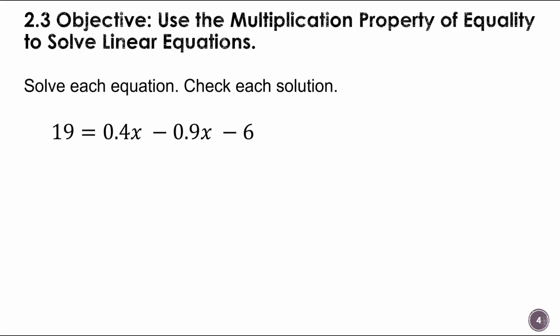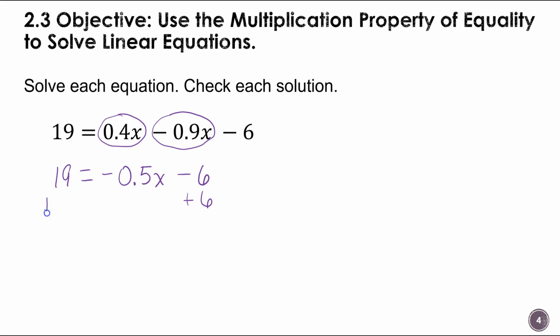Before we solve this one, we have to combine the x's, right? We have 0.4x and negative 0.9x. When we combine those, we're going to have a negative 0.5x minus 6. When you're working with decimals, just use your calculators because that will help you figure out what's going on here.